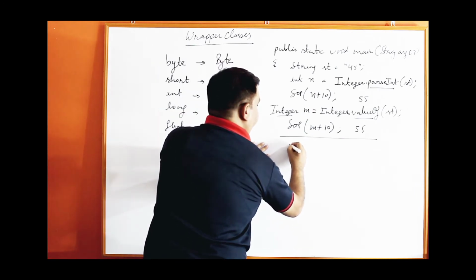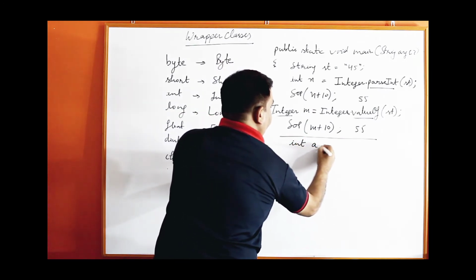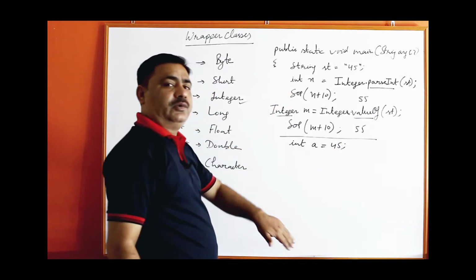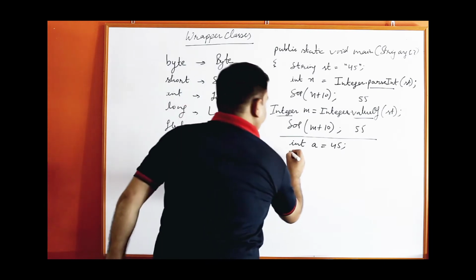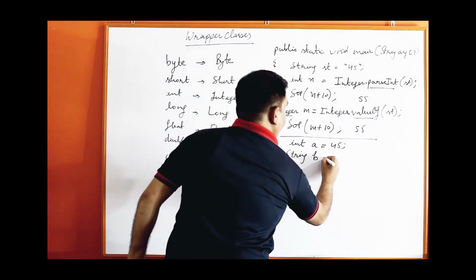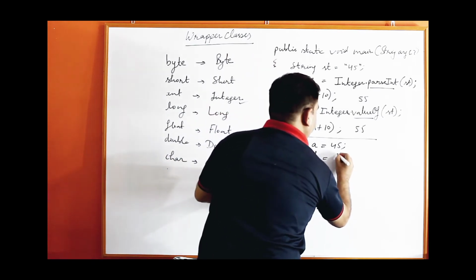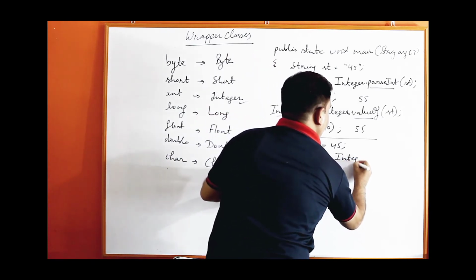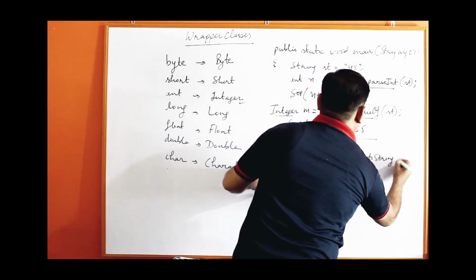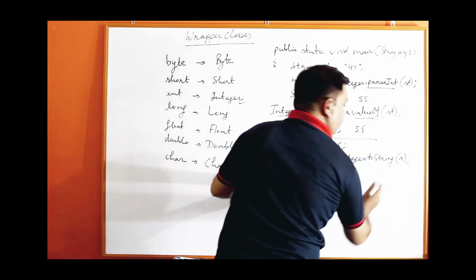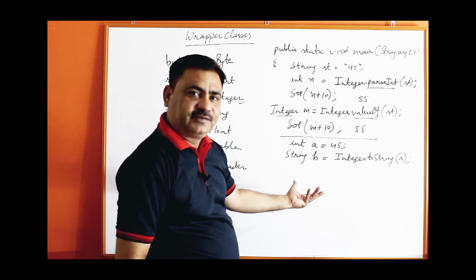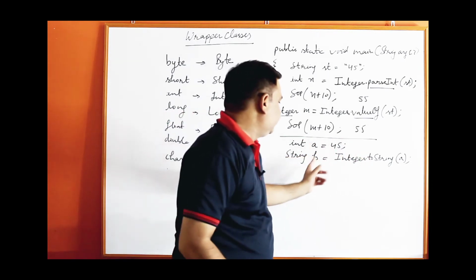The opposite of this means if we have one integer value a equal to 45, now I have to convert it into a string. Take one string variable, string b equal to the function Integer.toString. So this integer value will be converted into a string. 45 will be converted into a string. You can print and check.